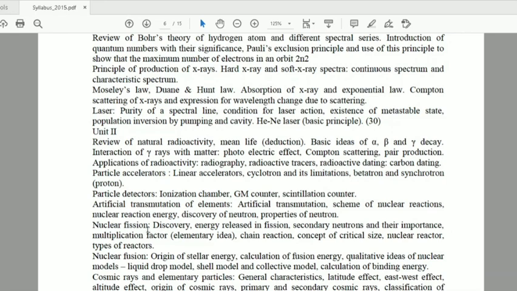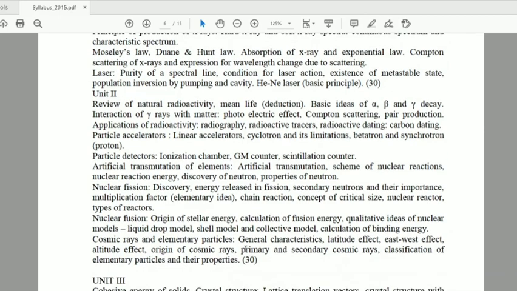Then after that, we'll go over to something which is very interesting: nuclear fission. What is nuclear fission? The energy released during fission, and how this fission chain reaction can be controlled in nuclear reactors. And we'll be talking about the different types of reactors. After nuclear fission, we have another interesting topic, the nuclear fusion. This is the kind of nuclear reaction that occurs in the stars.